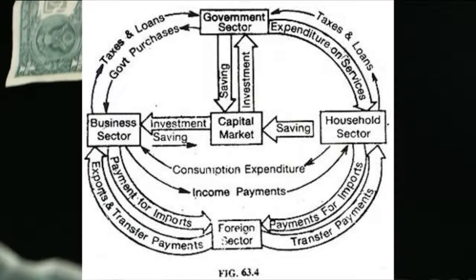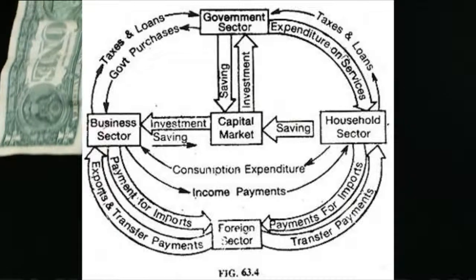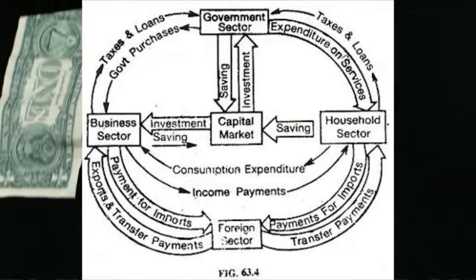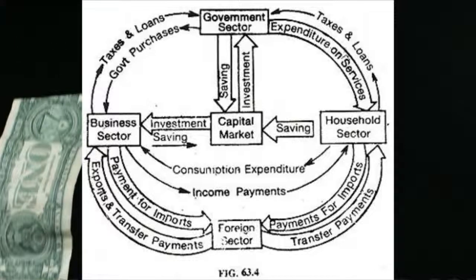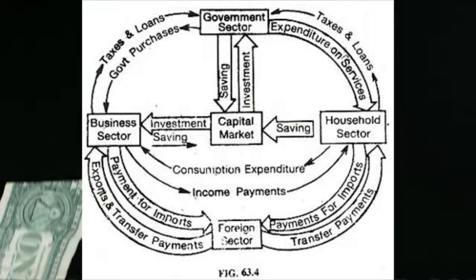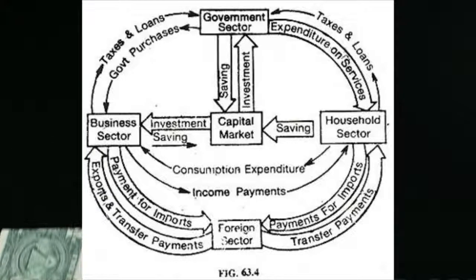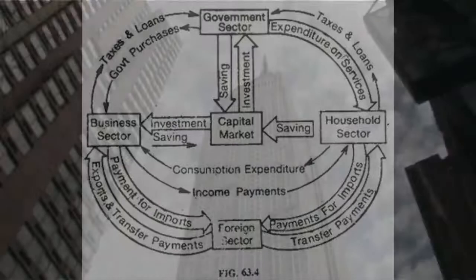This image shows the circular flow of the four-sector open economy, with saving, taxes, and imports shown as leakages from the circular flow on the right side of the image. The left side shows investment, government purchases, and exports as injections into the circular flow. Imports, exports, and transfer payments come from the three domestic sectors. These outflows and inflows then pass through the foreign sector.